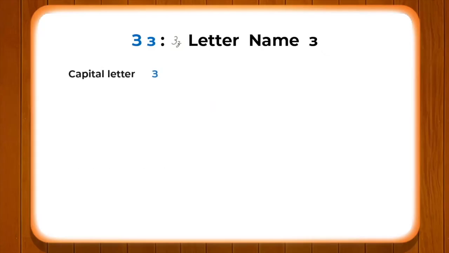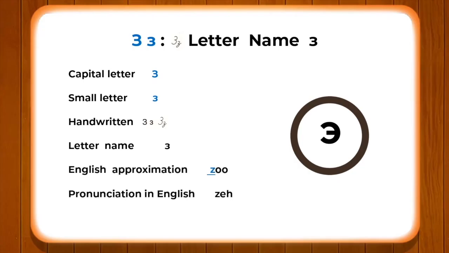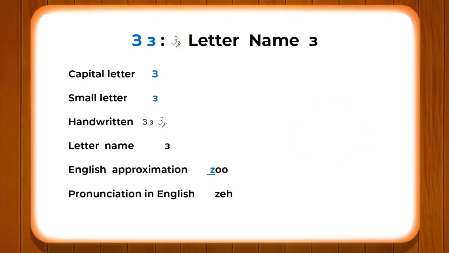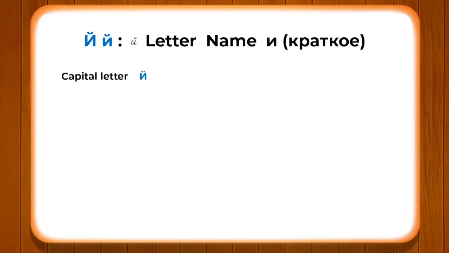Alright, now let's go to the next letter. The letter is z. You can find this approximation in the English word zoo, z in zoo. A sample Russian word which we have used is zont, which means umbrella.